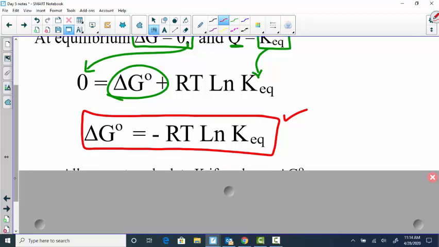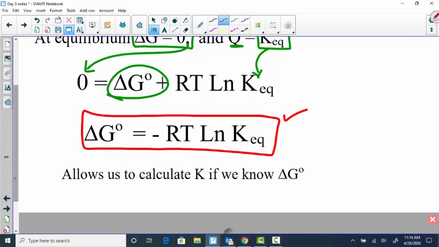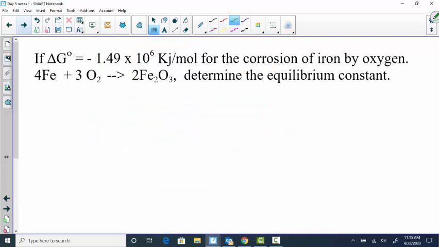What does this do for you? Short story is, all this equation allows you to do is calculate what the equilibrium constant is going to be. Basically that's what we get out of this. Now remember, this is the same equilibrium constant from previous chapters. So, quick little problem with this equation. We know that for the corrosion of iron, iron reacts with oxygen in the air and gives us iron oxide. We want to determine what the equilibrium constant would be for this.